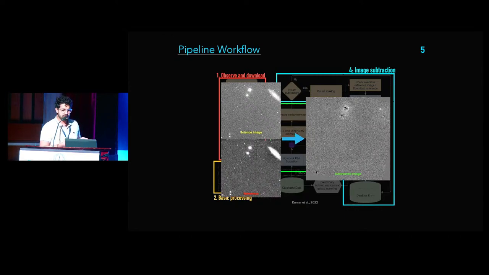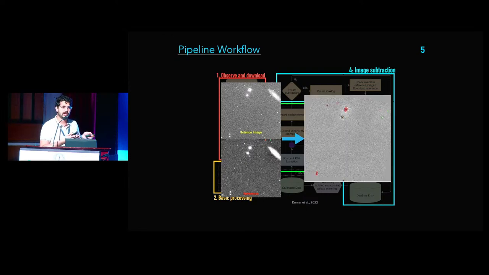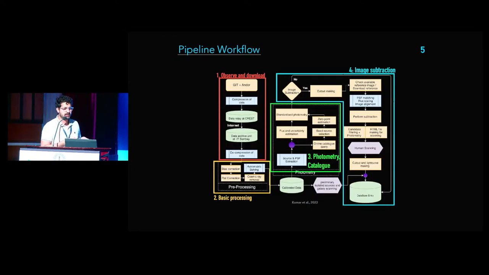You subtract all of those images and actually get something like this, where we perform a search operation for what new candidate had popped in. We do a whole bunch of filtering using machine learning and then the typical filtering system. And finally, we get the real transients that are there. So this is how the telescope system works.